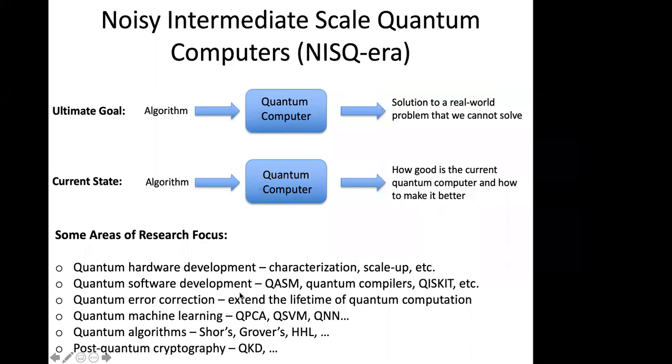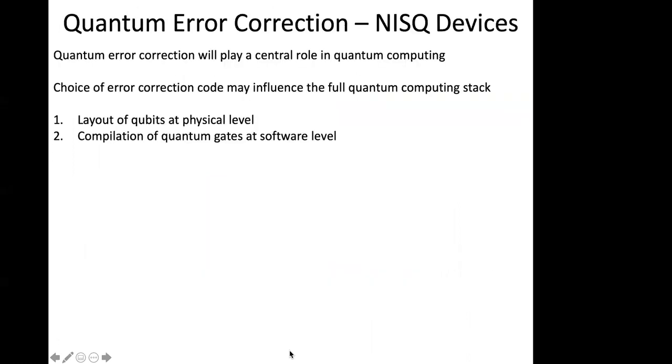Quantum software development, people are developing quantum software and quantum compilers to run quantum programs on quantum machines. Quantum error correction, trying to protect quantum computers from noise and errors, is a big area of research. Quantum machine learning is a big area of research. Quantum algorithms, developing new quantum algorithms to solve real world problems. For example, Shor, Grover's, HHL, many different quantum algorithms have been developed in the last few years. Post-quantum cryptography is also another area of research which is quite active.